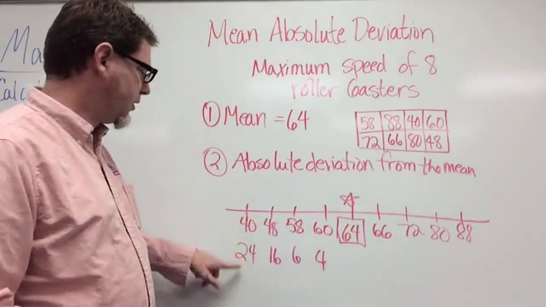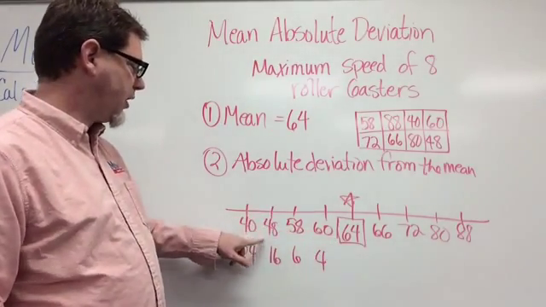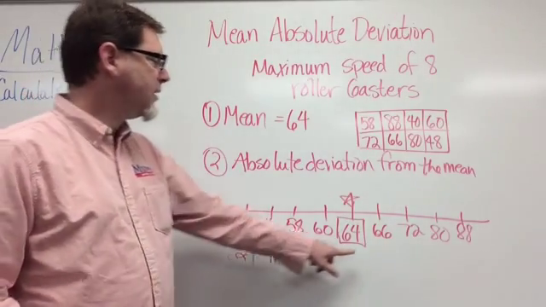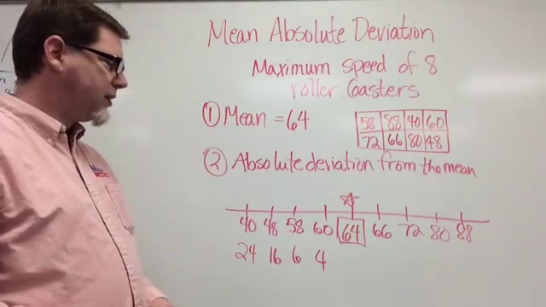Because 64 minus 40 is 24. 64 minus 48 is 16. I think I did that correctly. 64 minus 58 is 6. And 64 minus 60 is 4.